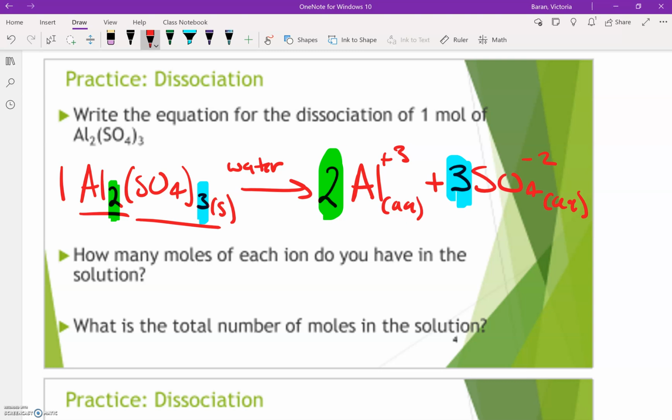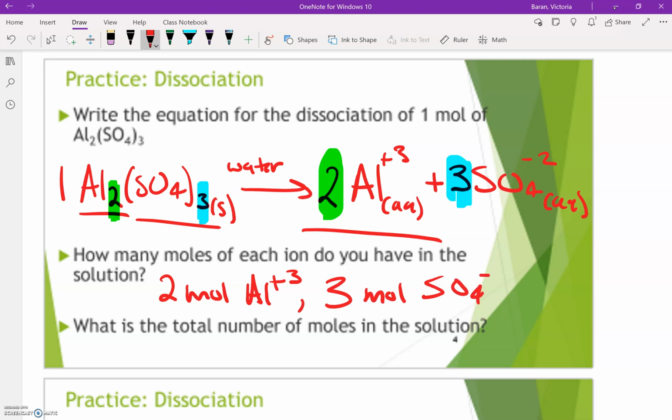So how many moles of each ion do you have? Well, we have 2 moles of aluminum ion. When I write it like this, I'm saying this is an aluminum ion because it has that +3 charge on it. And then I have 3 moles of the SO4 ions. So in total, actually we're going to skip this. That is not important for this particular step.